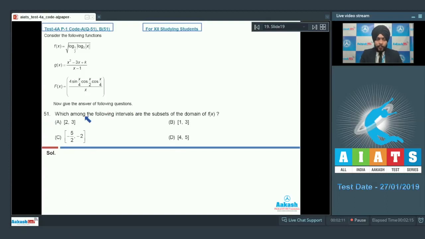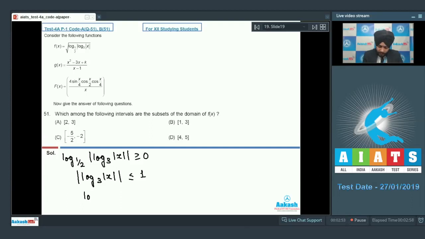Question number 51 says: which among the following intervals are the subsets of the domain of f(x)? So students, when we talk about the domain of this particular function, we will have to apply the condition pertaining to under root of a quantity, that is under root of this complete number. So this complete number has to be non-negative. So log to the base half of mod of log to the base 3 of mod x has to be greater than or equal to 0. So let us solve the inequality. We have mod of log to the base 3 mod x less than or equal to 1 by 2 raised to power 0. So that is less than or equal to 1.